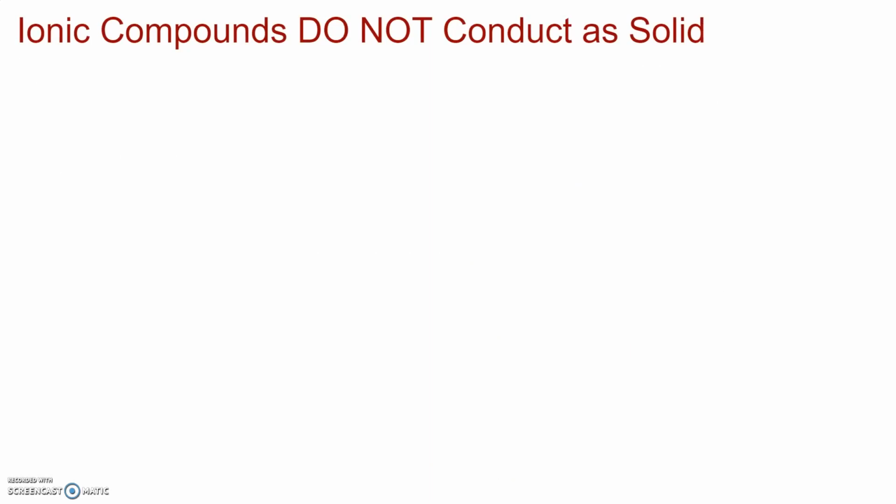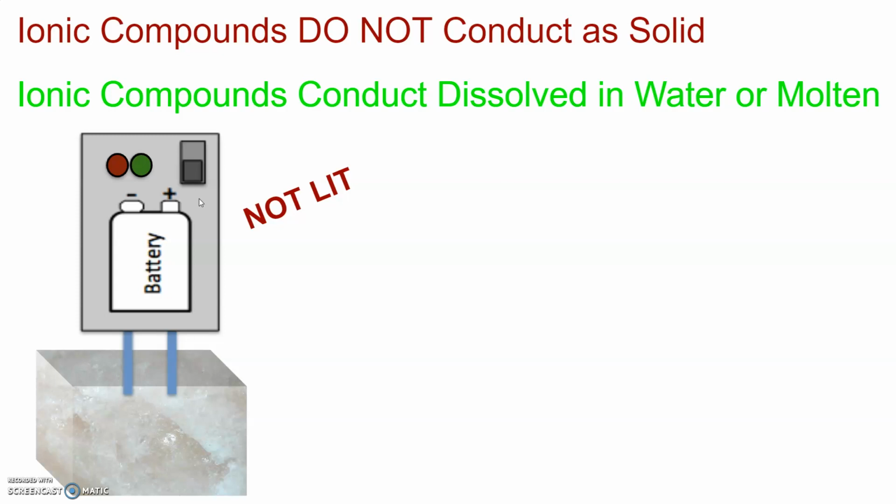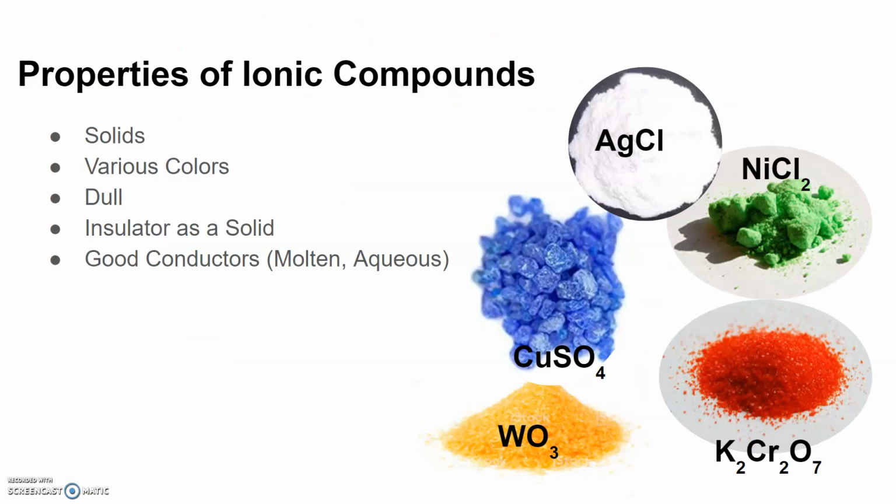Ionic compounds do not conduct as a solid. So if you have a solid chunk of salt, which is shown here, and you put a conductivity meter on it, it's not lit. It's not going to light up. It's not going to conduct electricity. However, if you took that chunk of salt and dissolved it in water, or you melted it down, and then you put the conductivity meter in that sample, it will be lit. It will conduct electricity. So the key thing: ionic compounds do not conduct as a solid. They're insulators as solids, but they do conduct when dissolved in water or molten.